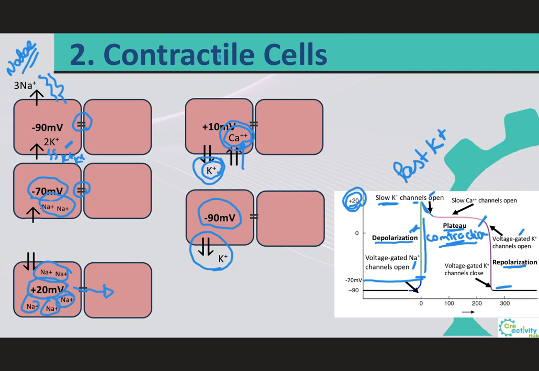This makes the membrane a little bit less positive. We also have the entry of calcium, and this exit of potassium and entry of calcium forms the plateau, which is where muscle contraction occurs. Then the calcium channels close, but the voltage-gated potassium channels remain open, and that will cause repolarization of the cell. And then the whole cycle starts over and over again.